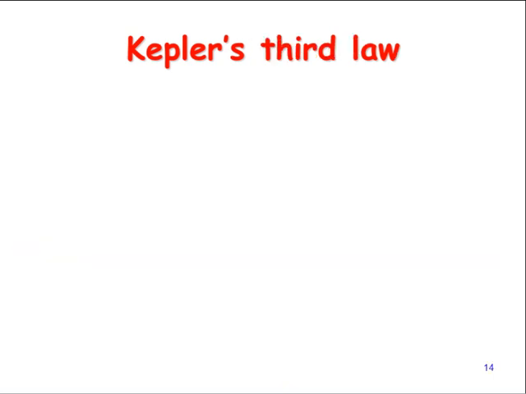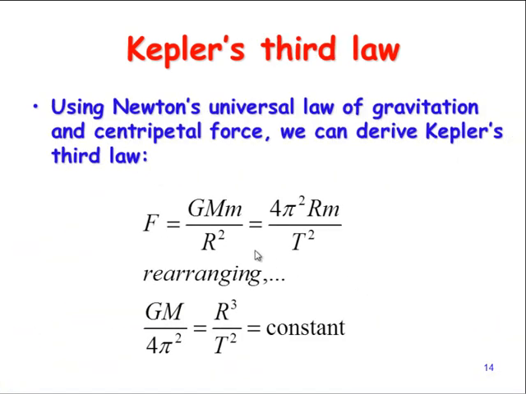Let's look at that mathematically. The third law we can actually derive from two of our force equations, 4 pi squared rm over T squared and Newton's law of gravitation. Rearranging that, what Kepler was saying is GM over 4 pi squared is constant for anything that we're orbiting. So as long as the objects are orbiting the same mass, this is a constant, equal to r cubed over T squared. So if you increase the radius, then the period will increase also, and it will stay in that ratio.